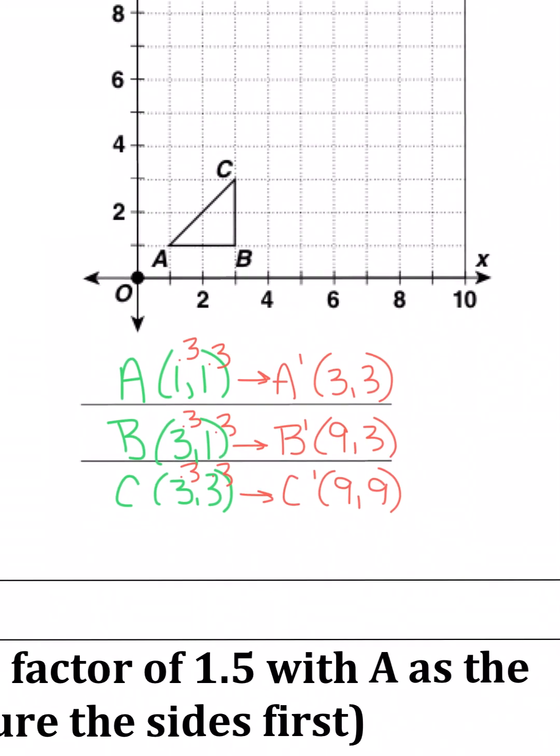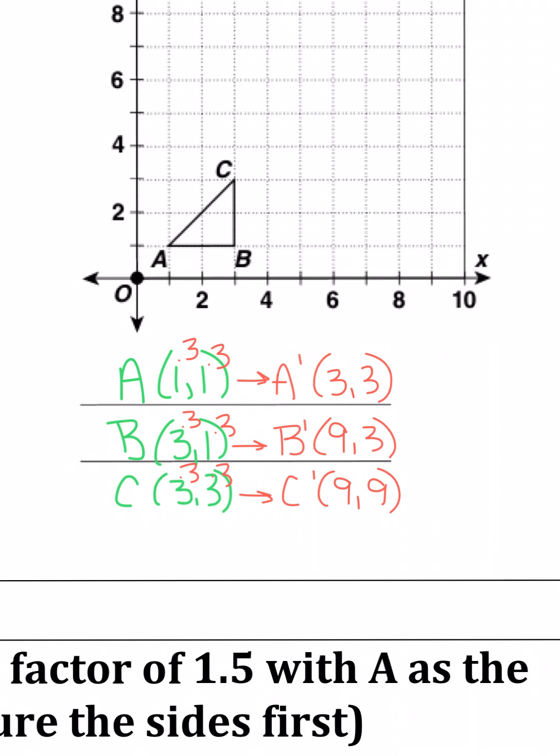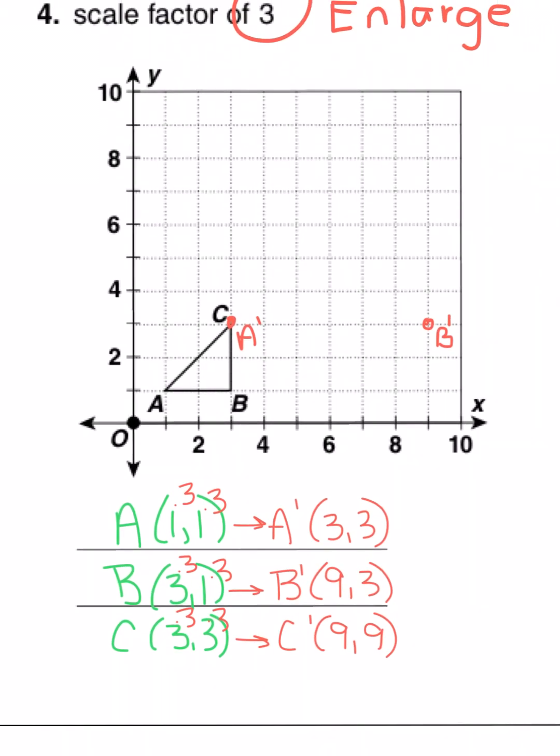So now I'm going to go back up to my coordinate grid. 3, 3, I go to the right 3, up 3, and it actually coincides with the original point C. That's okay. That just means they share the same location. B prime is 9, 3, so from the origin I go to the right 9, up 1, 2, 3. And C prime is when I go to the right 9, up 9. So that's going to be all the way up here.